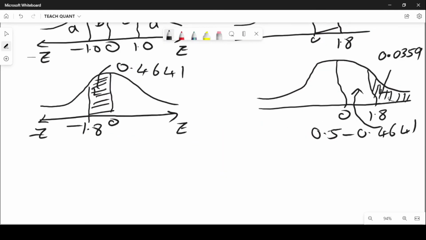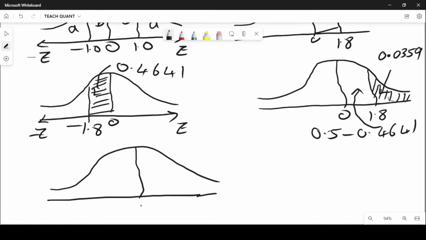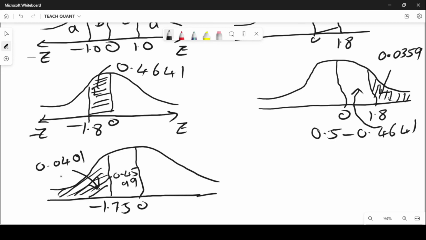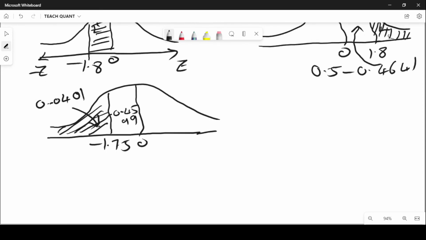Then finally, maybe you could be given a question like, the shaded part is what I am requiring, what I'm interested in. So if I put 0 here, and maybe I put negative 1.75, so if I want the shaded part, the first thing is I have to know what is the area of this part here. This is 0.4599. And so once I subtract from 0.5, I'll get the shaded part. And therefore, that will give me 0.0401. So that is the procedure of going about getting the probabilities from the standard normal.